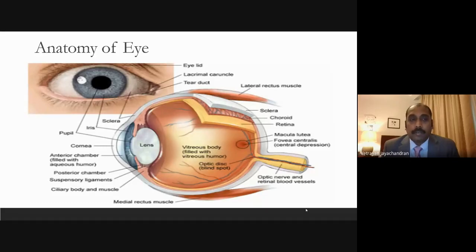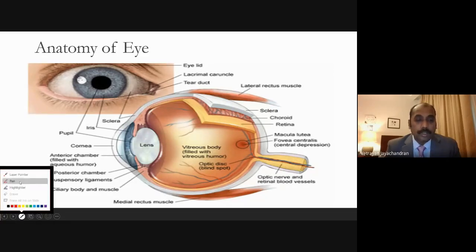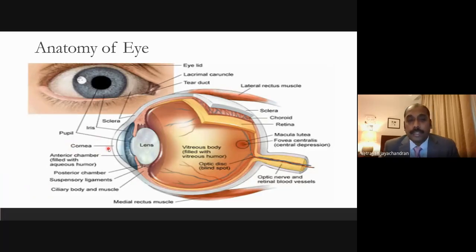So it is mandatory for us to have knowledge related to the anatomy of the eyes and also the physiology of the eyes. If you see the anatomy of the eyes, we're going to know the different parts of the eyes. First one, you're going to see the cornea. The cornea is the outer layer, and this is the part which focuses the object in the environment, and it transfers the information to the lens.